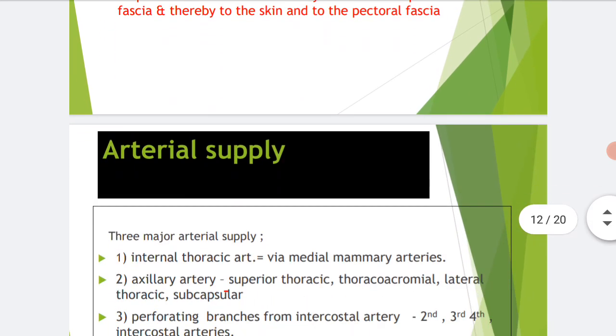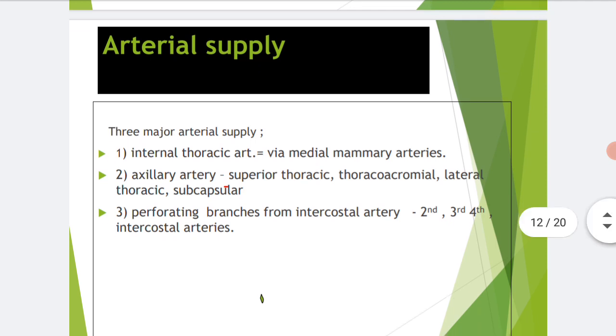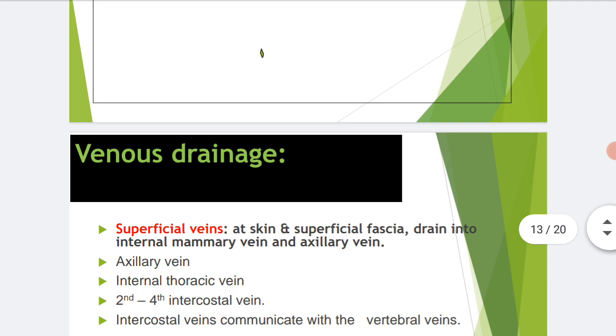The arterial supply of the breast. Three major arterial supplies occur in breast tissue. The first is the internal thoracic artery, by the medial mammary arteries. The second is the axillary artery, through the superior thoracic, thoracoacromial, lateral thoracic and subscapular arteries. The third is the perforating branches from the intercostal arteries, the second, third and fourth intercostal arteries.